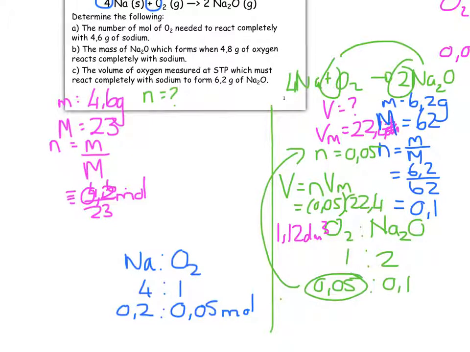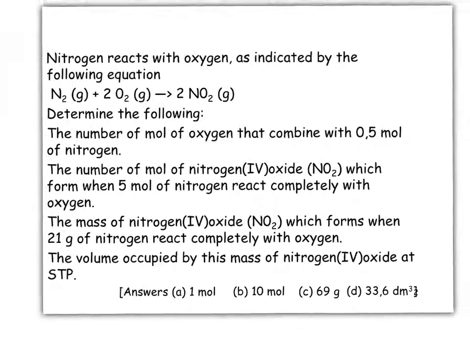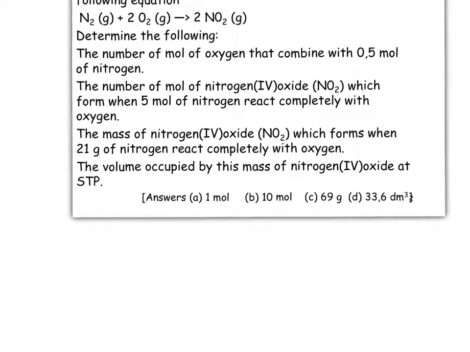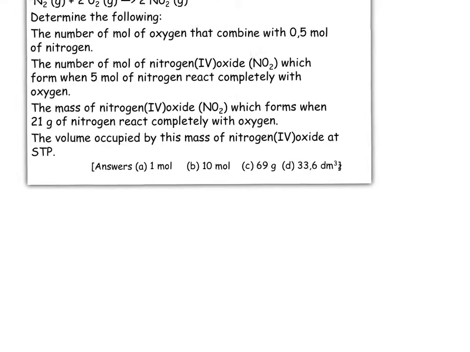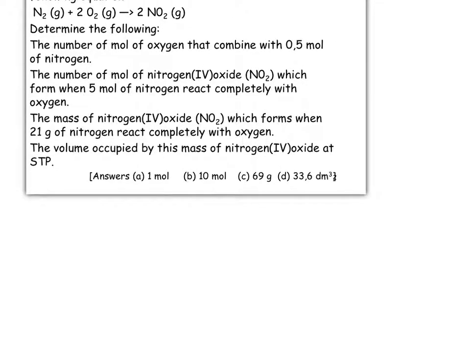Let's try another example. So we've got some nitrogen and it reacts with oxygen as indicated by that equation. Determine first the number of moles of oxygen that combine with 0,5 moles of nitrogen. So I'm going to say I've got 0,5 moles of nitrogen. I don't have to calculate anything. I just need to go into a mole ratio between the nitrogen and the oxygen. So nitrogen relates to oxygen as invisible 1 relates to 2. And I have been told that I have got 0,5 moles of nitrogen. And therefore, what did I do to the number 1 to make it the number 2? I doubled it. So I've got 1 mole of oxygen.